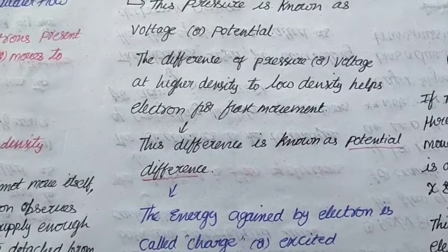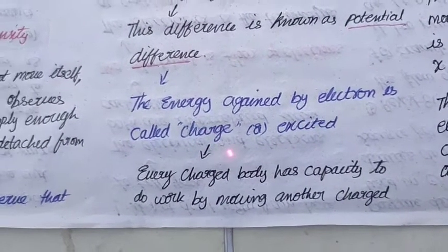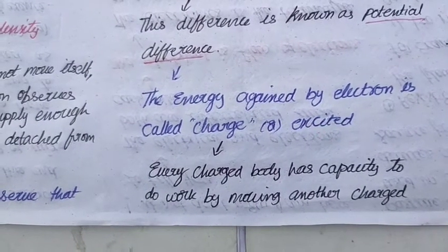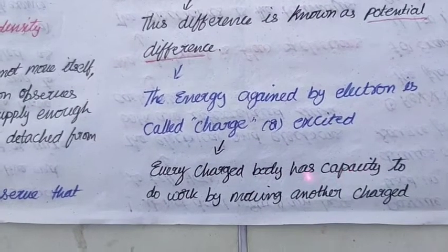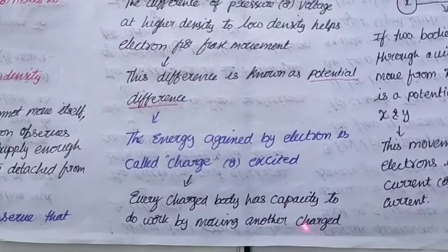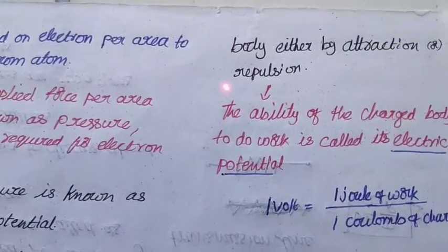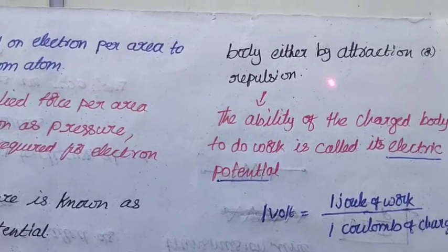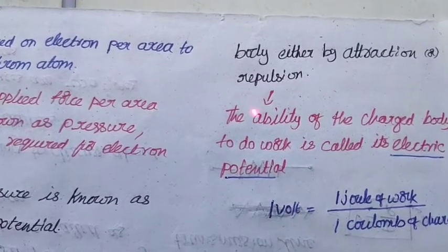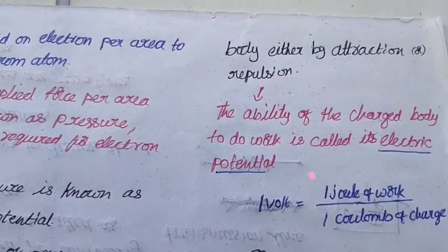The energy gained by an electron is called charge. Our electron gets into an excited state. Every charged body has the capacity to do work by moving another body, either by attraction or repulsion. We know that like charges repel each other and unlike charges attract each other. So the ability of a charged body to do work is called its electric potential.